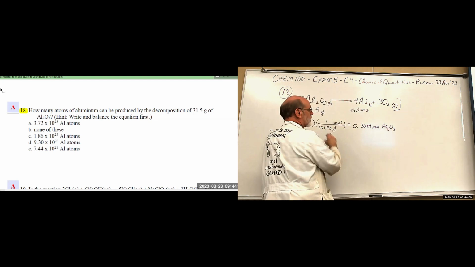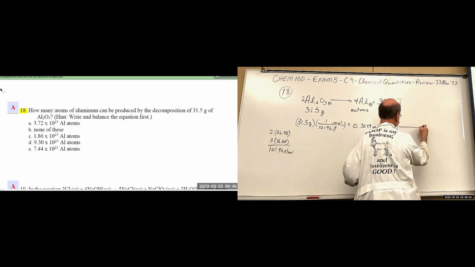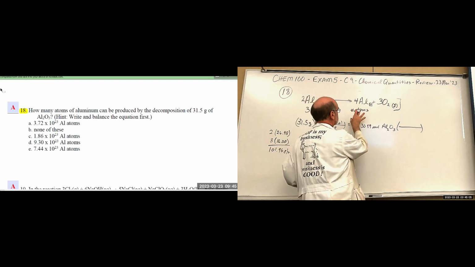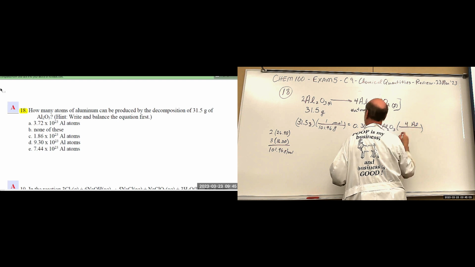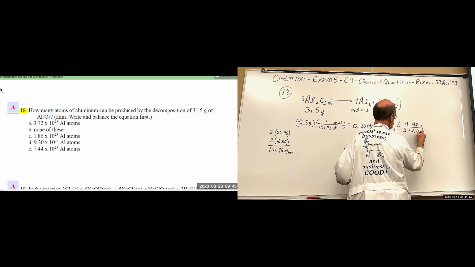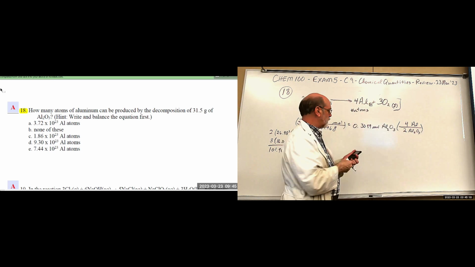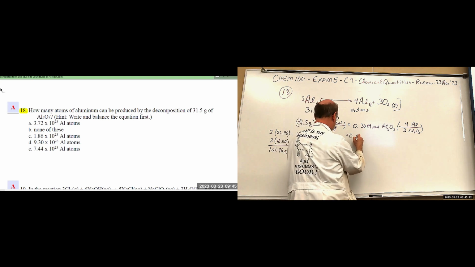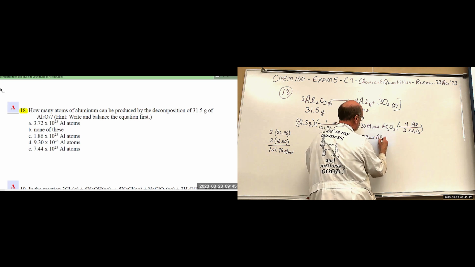Okay, so how many moles of aluminum are produced? Right. Let's see, we got a coefficient for aluminum is 4, and the coefficient for aluminum oxide is 2. So just 2 times that, right? 4 divided by 2 is 2. Would be 0.6179 moles of aluminum produced.